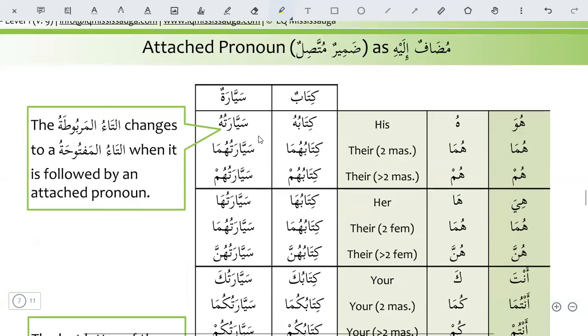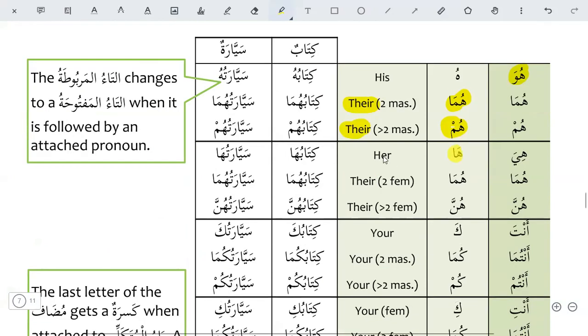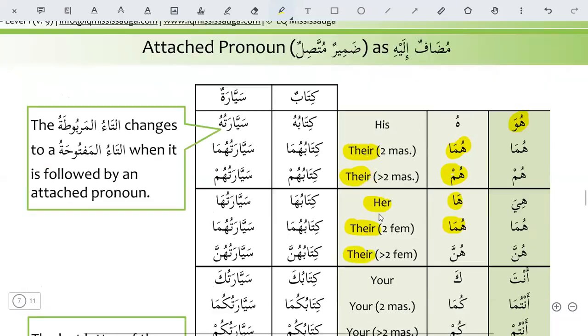This is when they are the mudaf. Kitabu. Huwa, hu, his. Huma, their two. Hum, more than two. Ha, her. Hunna, their. So note here: kitabuhu. Kitabu is mudaf, and hu is mudaf ilayh.